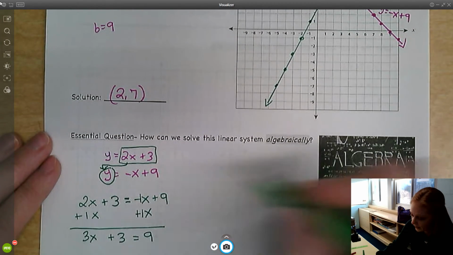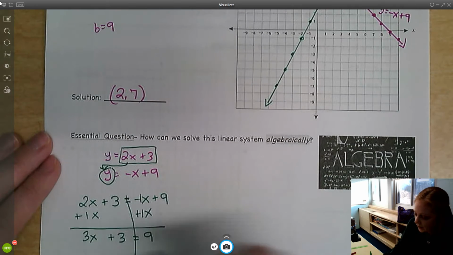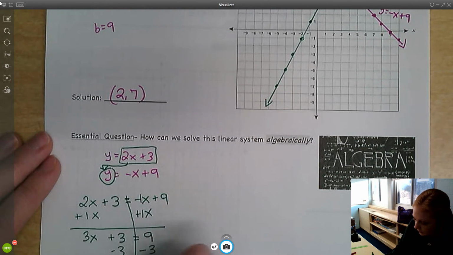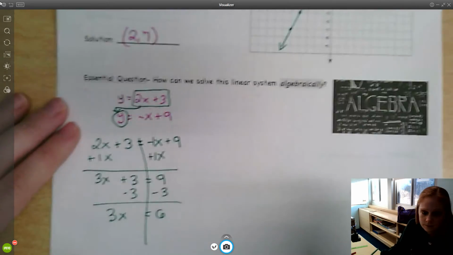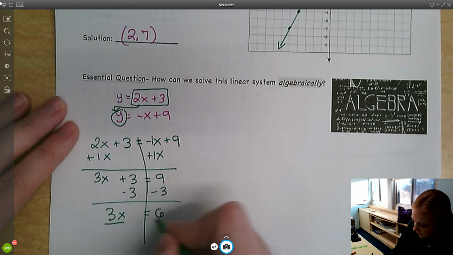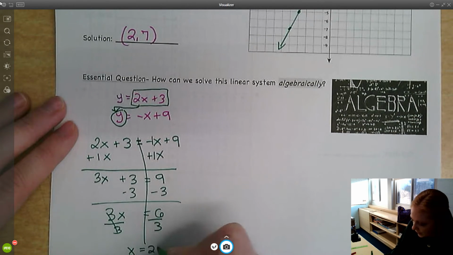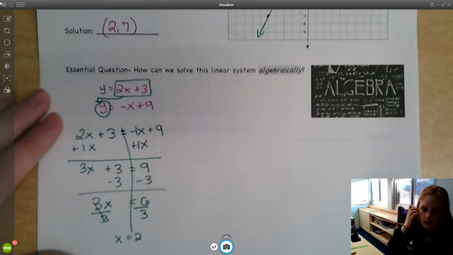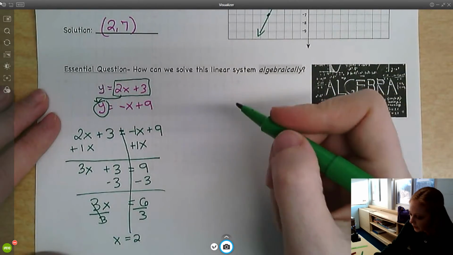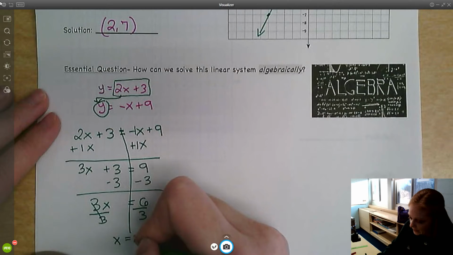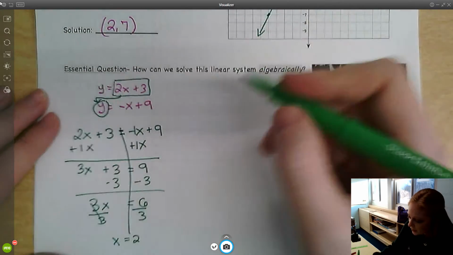Now I want to move all my, let's draw my line, move all my constants to the other side. And I'll be left with 3x equals 6. Divide both sides by 3. And I know that x equals 2. Okay, so that was the first step. Now the second step is I can take this value for x equals 2, go back to my originals.